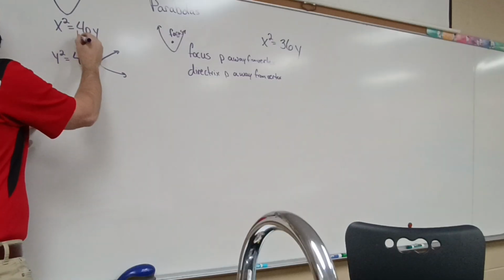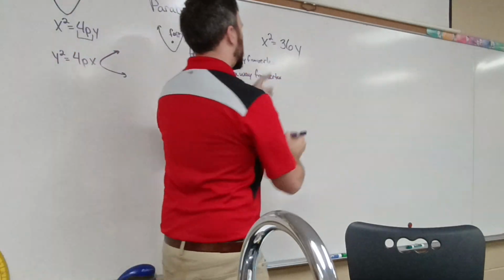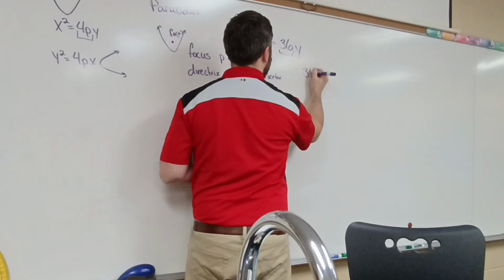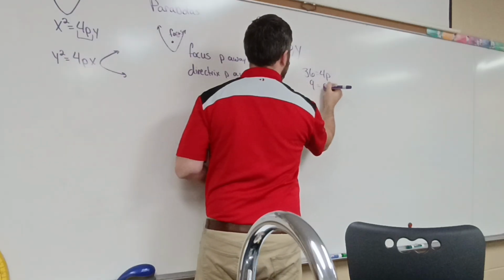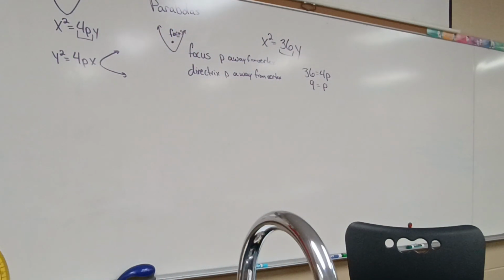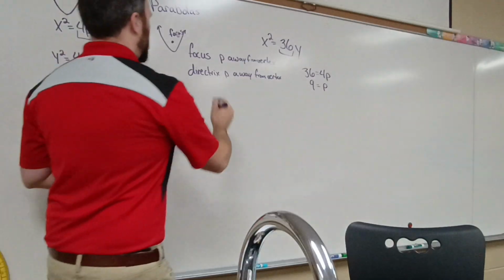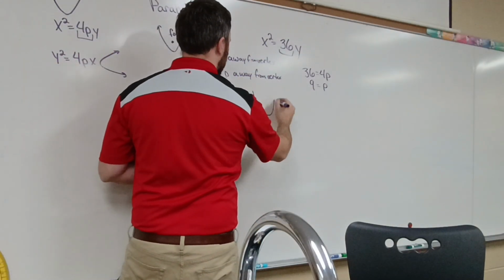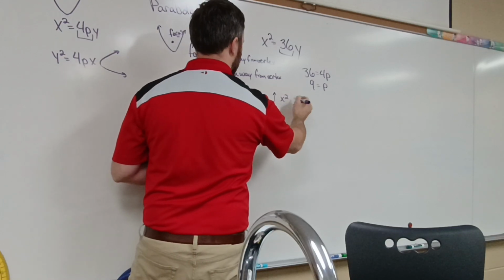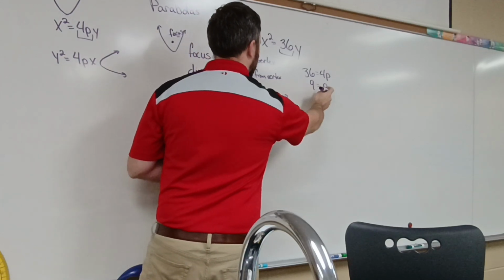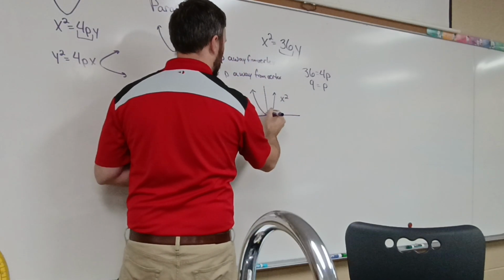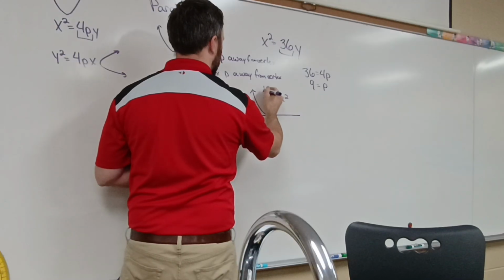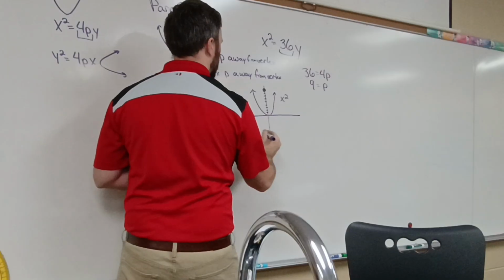What's my equation for p? It's 4p. This is 36 equals 4p. So what's p equal? 9. Once you find that 9, that's everything you have to do with parabolas. You're pretty much done. All right? Because it's x squared, it opens like this. Right? So my focus is 9 away. So I go up 1, 2, 3, 4, 5, 6, 7, 8, 9. That's a bad drawing of it. So my focus.